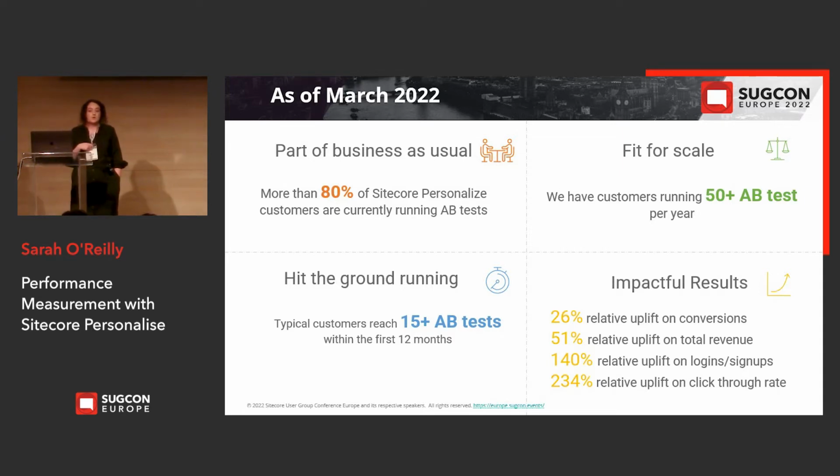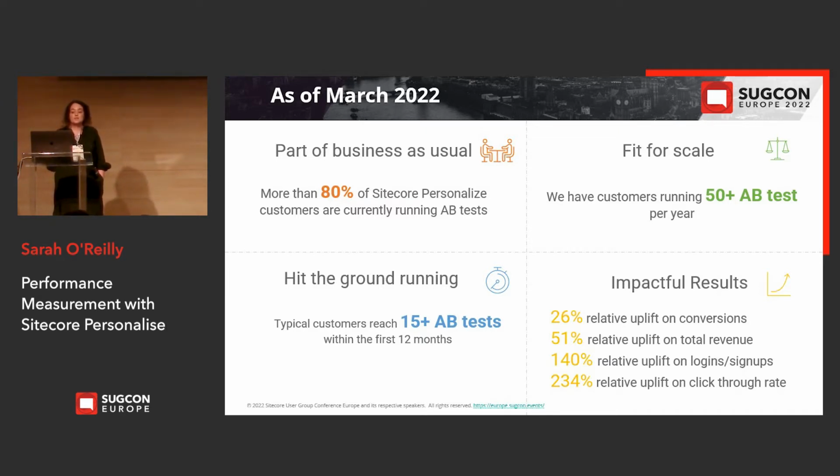And just to talk about that other 20%, in case you're interested, these are usually people that potentially haven't got their website up and running, or maybe they're using this for just some operational stuff, like affordability checks or something like that. So they're not doing any A/B testing at all. The next thing then is fit for scale. We have customers that run a lot of A/B tests, like they run 50 in a year, okay? And the last thing then is about impactful results.